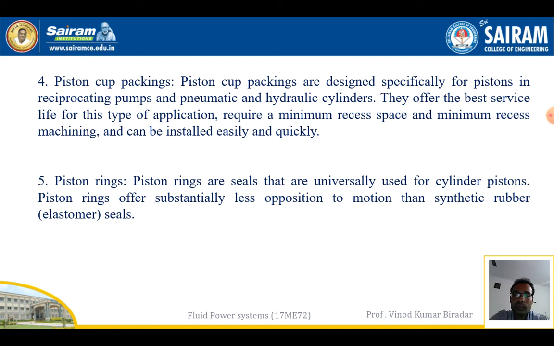The last one is the piston ring. Piston rings are made of steel and are universally used for cylinder pistons; they offer substantially less opposition to the motion than synthetic rubber seals. So these are the different types of seals used in a hydraulic power system. The main use of these seals is to prevent leakage of fluid from the system and also to protect from dust or any other dirty particles, so that it can move smoothly and the hydraulic power system has a longer life. Just remember that.